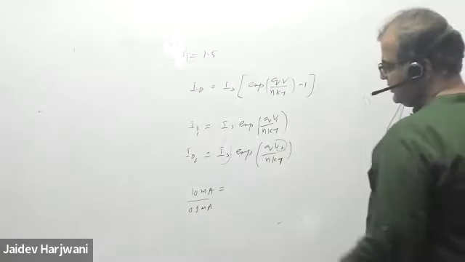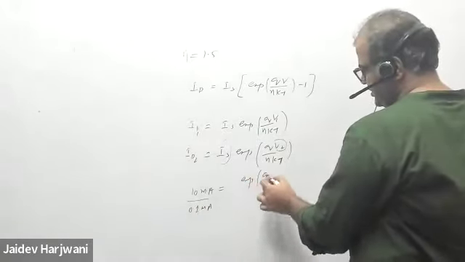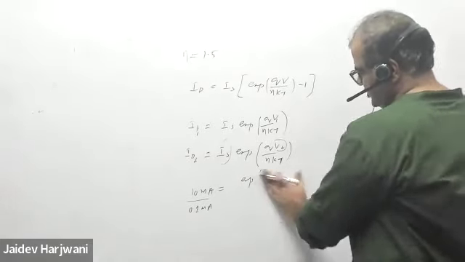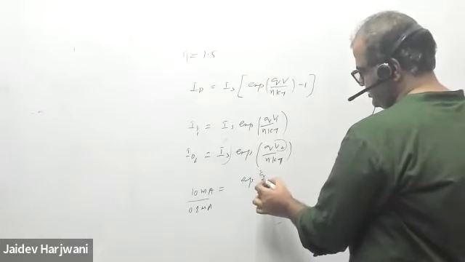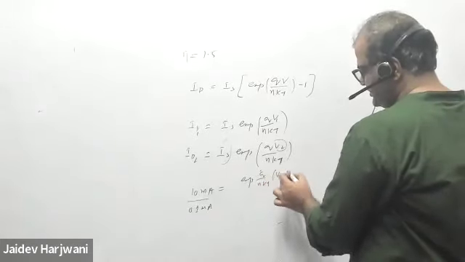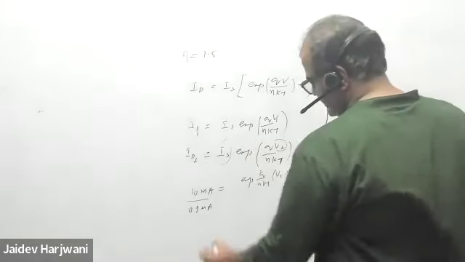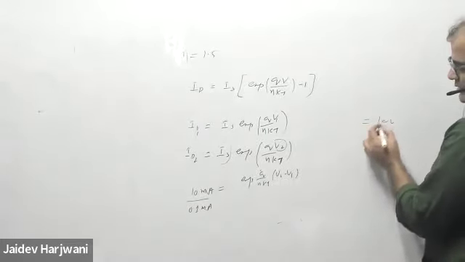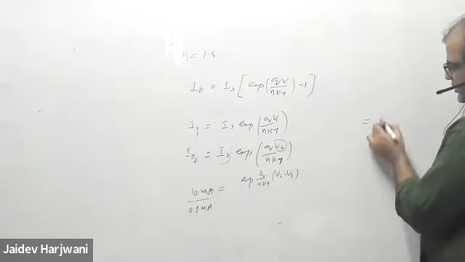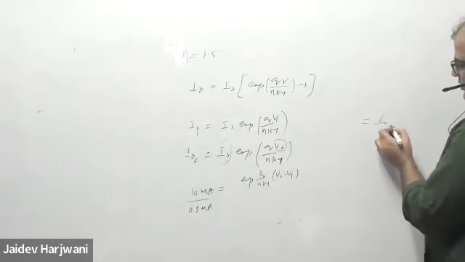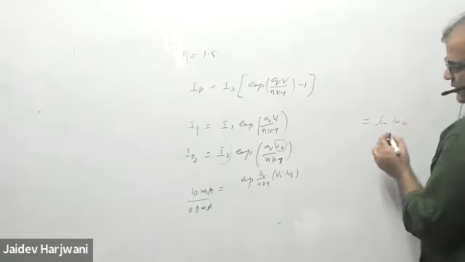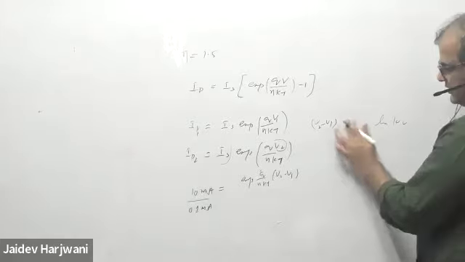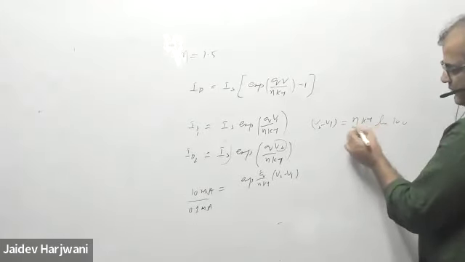Okay, so exponential QV2 upon eta KT. So Q, eta, KT becomes common, take the common out, V2 minus V1. And 10 milliampere upon 0.1 milliampere becomes 100. Exponential will become log, ln 100. And you want V2 minus V1. This will come as eta KT upon Q.